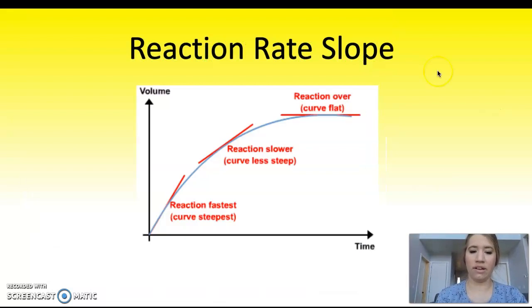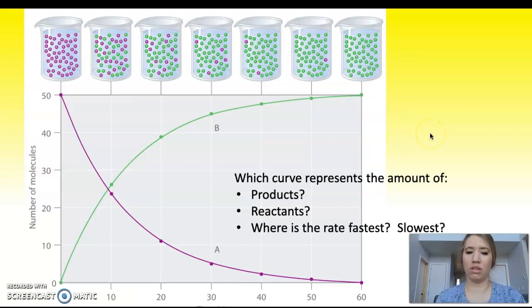Well, our last slide told us when the slope is the greatest, or it's the steepest, that's the fastest, and where it's the most shallow, that's where it's the slowest. So at the beginning of the reaction, our slope is steep, so that means that the reaction rate is going quickly, and then we end here, and our slope is very shallow, and so that's where it's really slowing down.